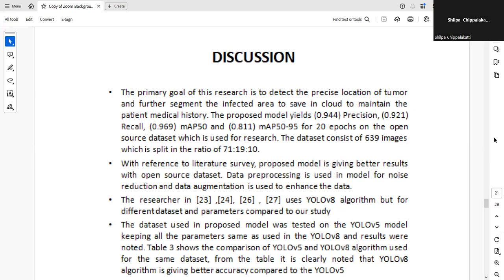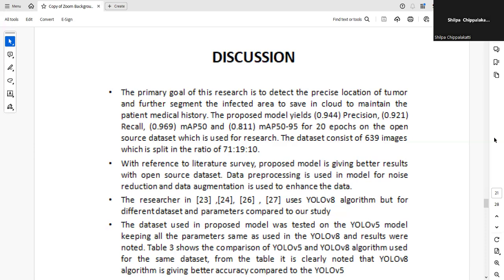Next one is the discussion. Let's discuss. The primary goal of this research is to detect the precise location of the tumor and further segment the infected area to save in cloud to maintain the patient's medical history. The proposed model yields 0.944 as precision, 0.921 recall, and 0.969 MAP50 and 0.811 MAP5095 for 20 epochs on the open source data set.